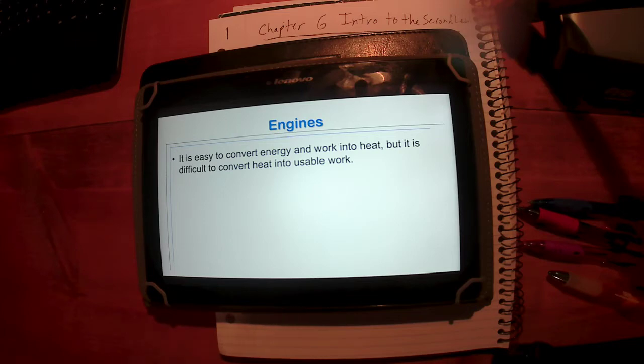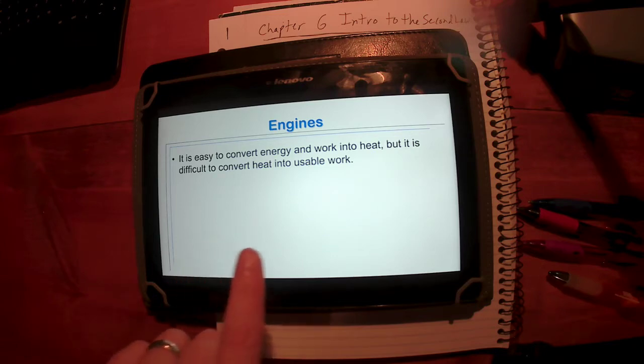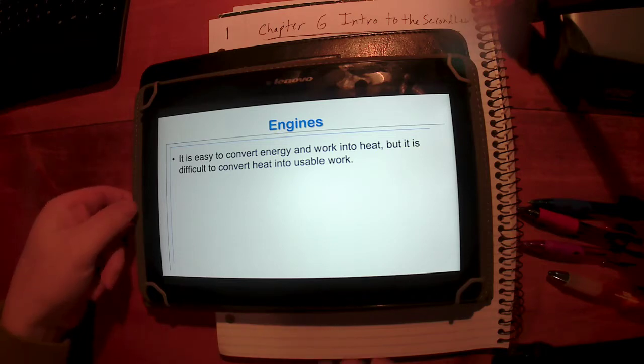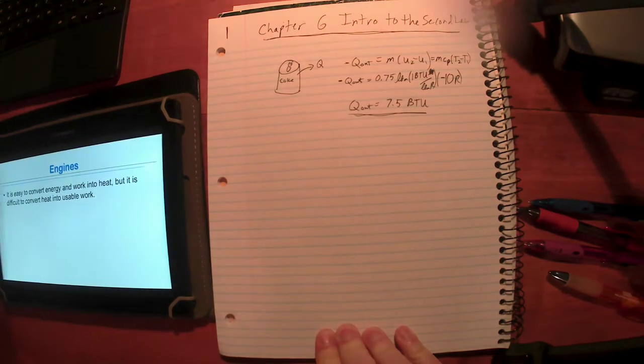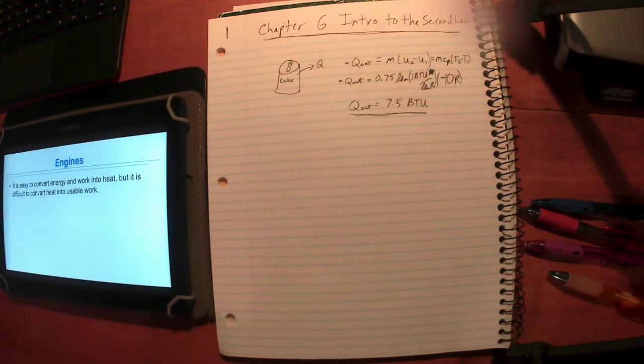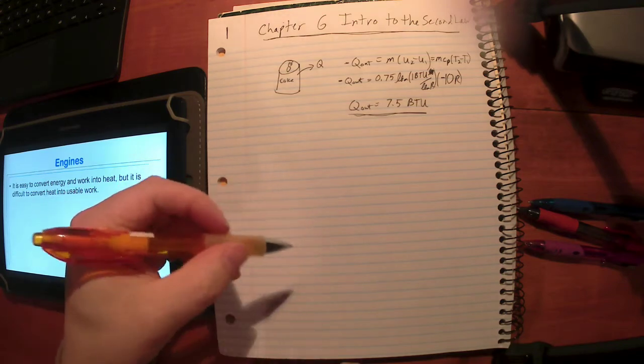so that's a little bit about reservoirs, thermal reservoirs, sources and sinks. Let's talk about engines. So it's real easy to convert work into heat, right? It's real easy to generate heat. That's kind of the basic idea.